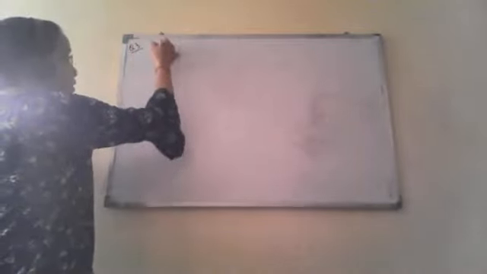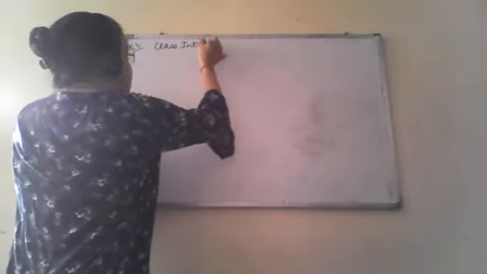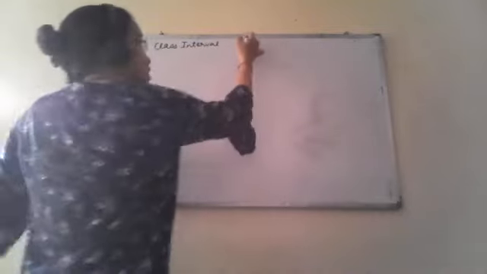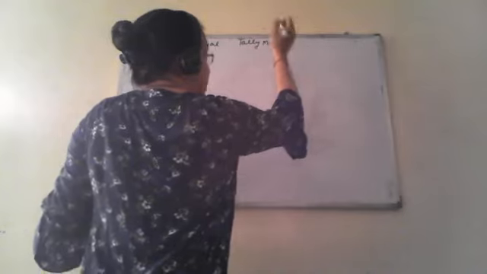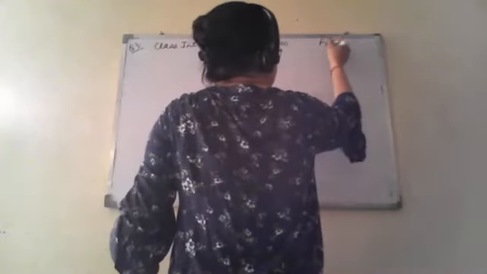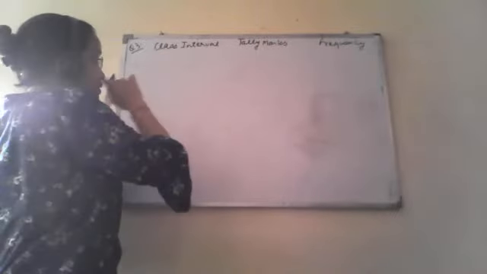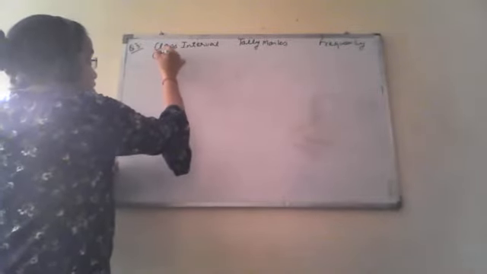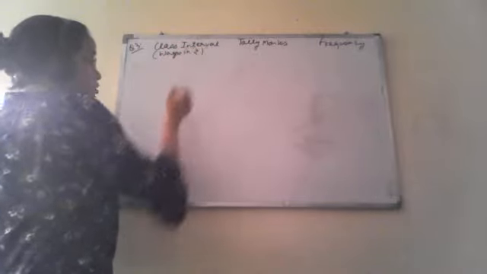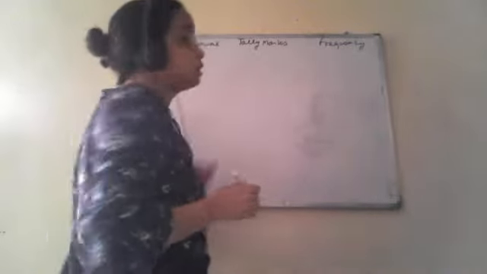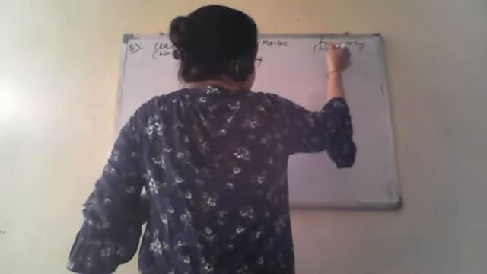So this is question number 3. We will be taking class interval, and here we have tally marks, and here we have frequency. Okay. So these class intervals are wages in rupees, and frequencies are the number of workers.